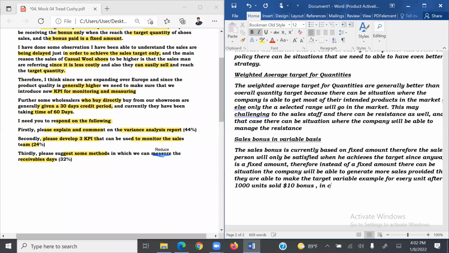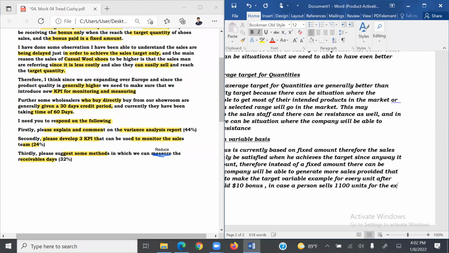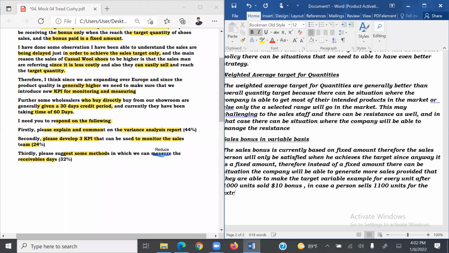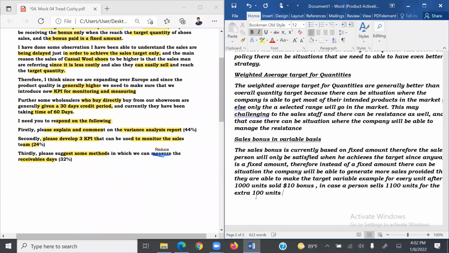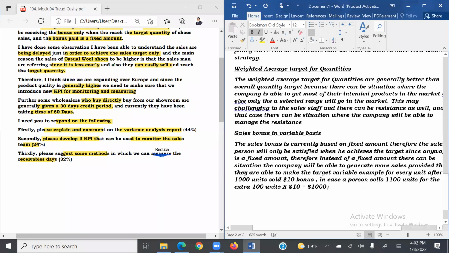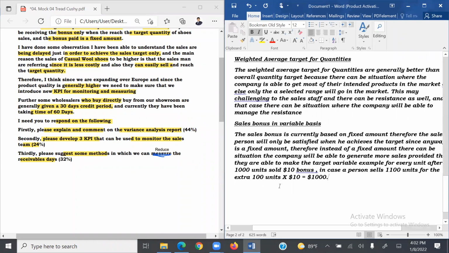So in case a person sells 1,100 units, for the extra 100 units, it will be multiplied by 10. So he will receive $1,000. So if you go for 200 extra, it's going to be 200 times 10 if it is extra than that. So I believe this bonus target is far better than the bonus target they already have.